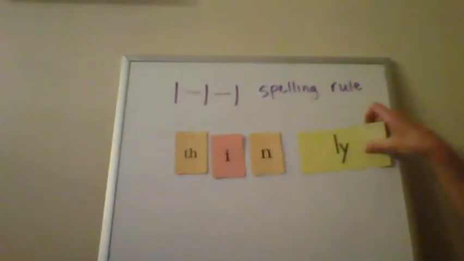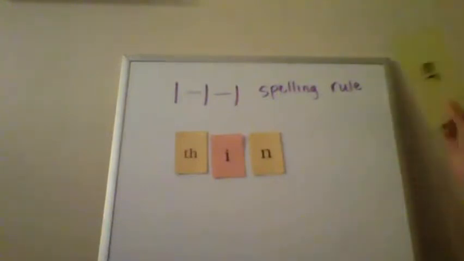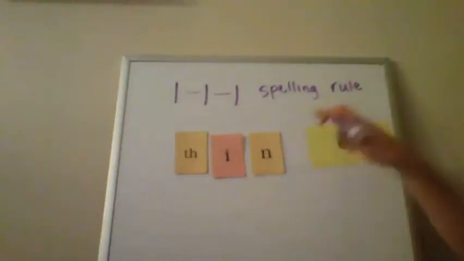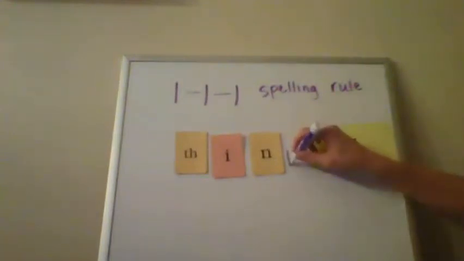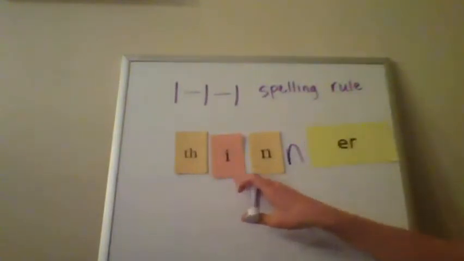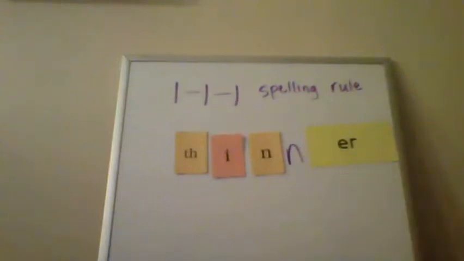The other rule with suffixes is if it's a vowel suffix, and if I were to add the vowel suffix, for instance, er to the word thin, it does change the word. So when you add an E, R, or any vowel suffix, you're going to add a double consonant after the vowel. And we just built thinner. Okay, so we just reviewed the one-to-one-to-one spelling rule.